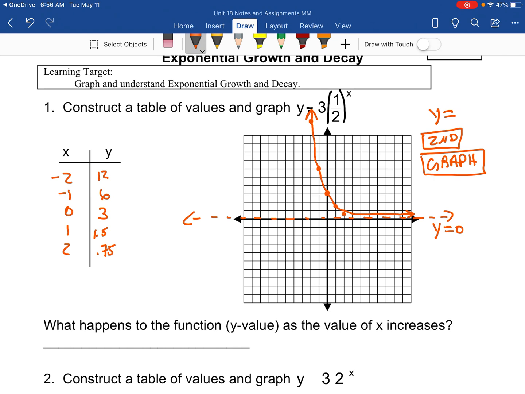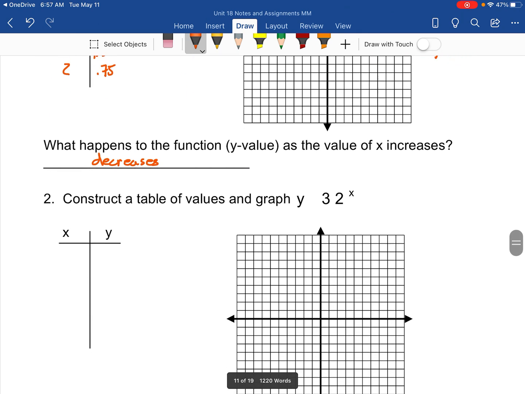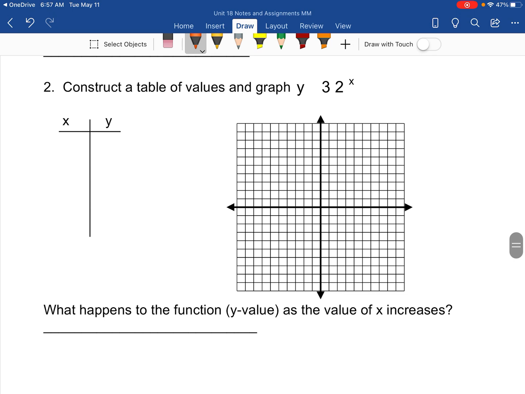Okay, so as we look at this graph, what's happening? What happens to the function's y value as the value of x increases? As the graph is going to the right, it's going down. So as x is increasing, y decreases. All right, let's look at another one.